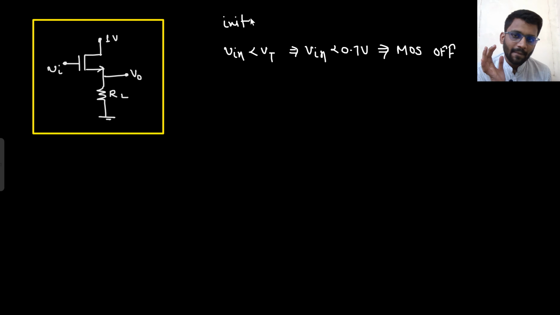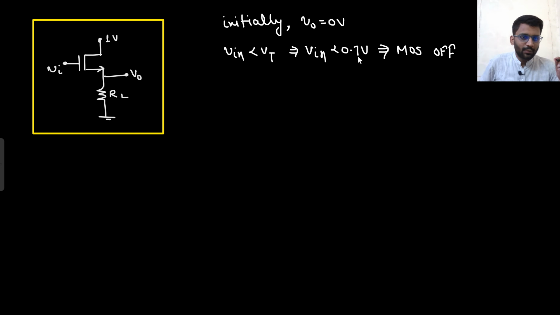Initially V naught is at 0 volt. Until V in is less than 0.7 volt, MOS will be off. Are you agreeing to this point? Because you need VGS greater than VT, but here your VGS is less than VT.